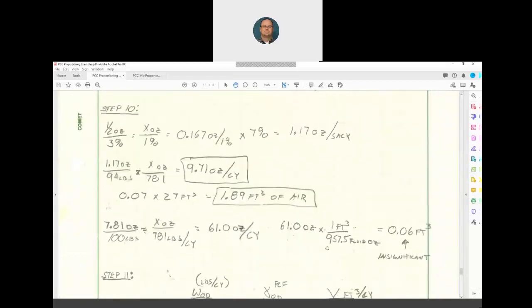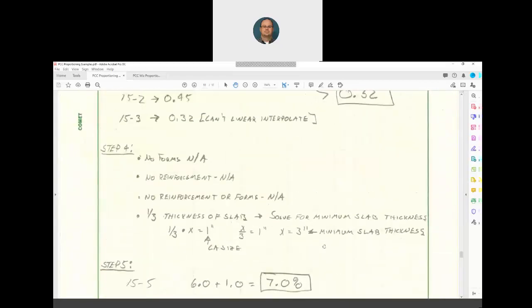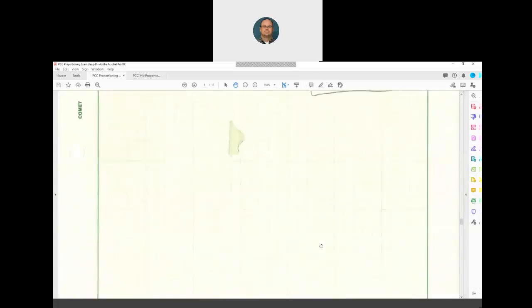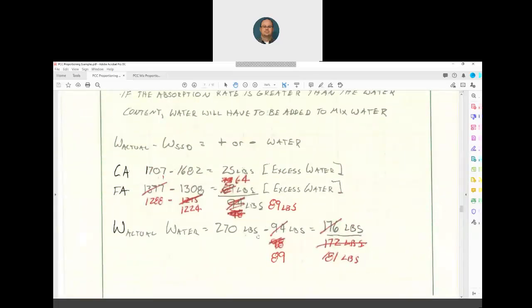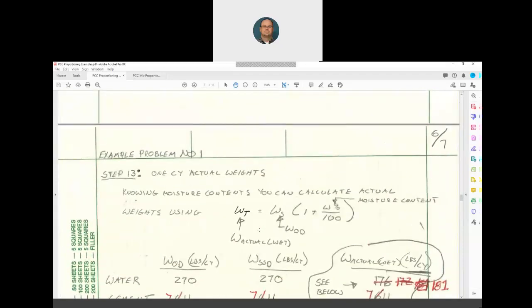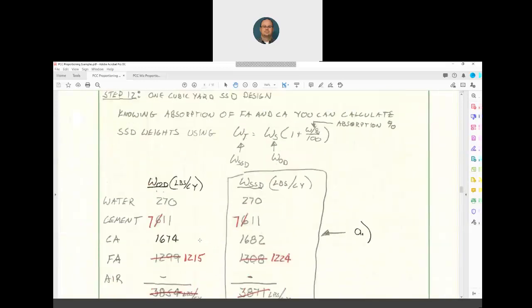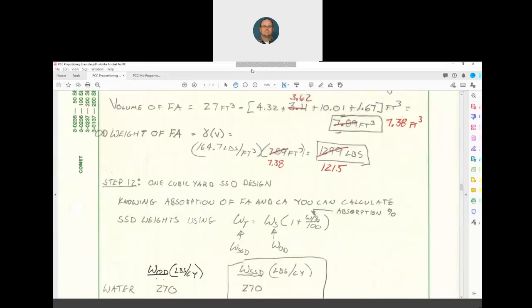You go through the process. So you should now have enough information to go through your homework. I have those in Blackboard. I have the answers in Excel. You should be able to go through that homework and work through these problems so you understand it. Thank you for your attention.